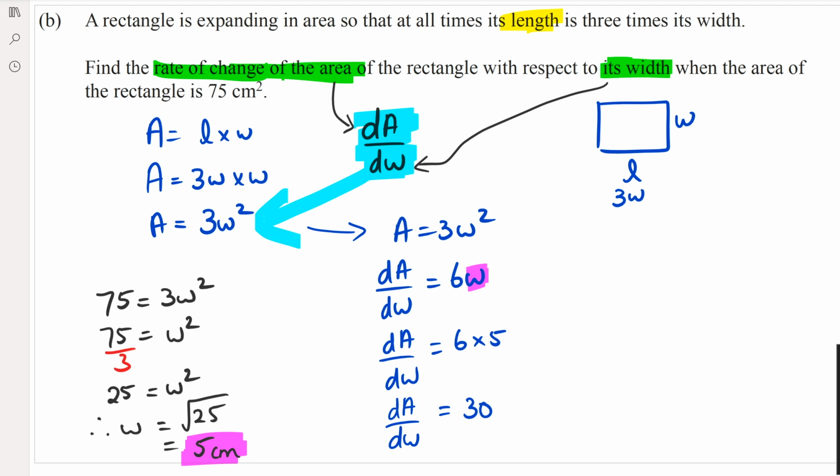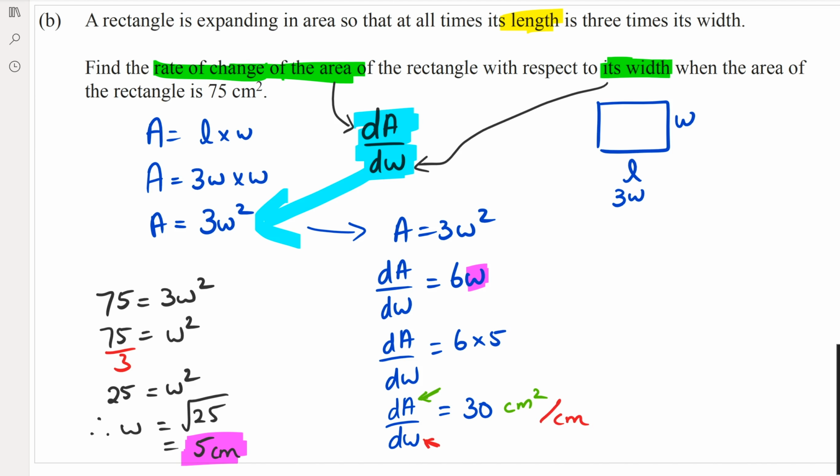Now, in terms of units, if you have no idea what the units are, the easiest way to look at it is to look at this particular part, let me show you in a different color. See this? That's area. So that means we write down centimeter squared at the top. And then the next thing is looking at the width, which is in centimeters. So we're going to write it like this.